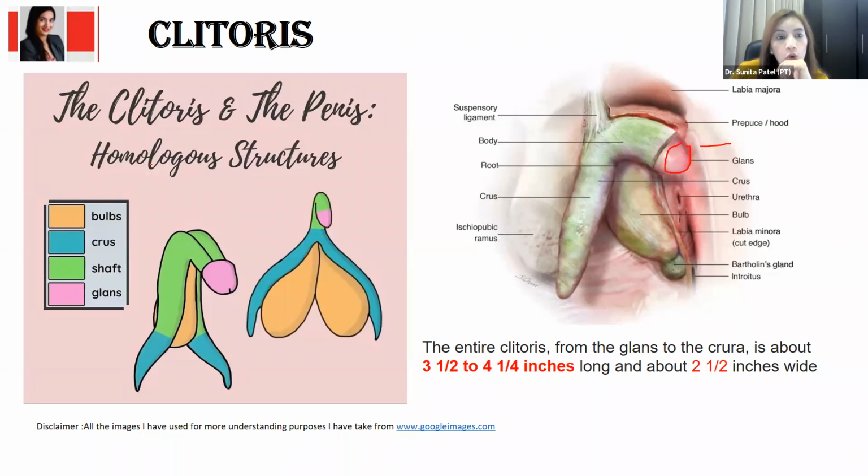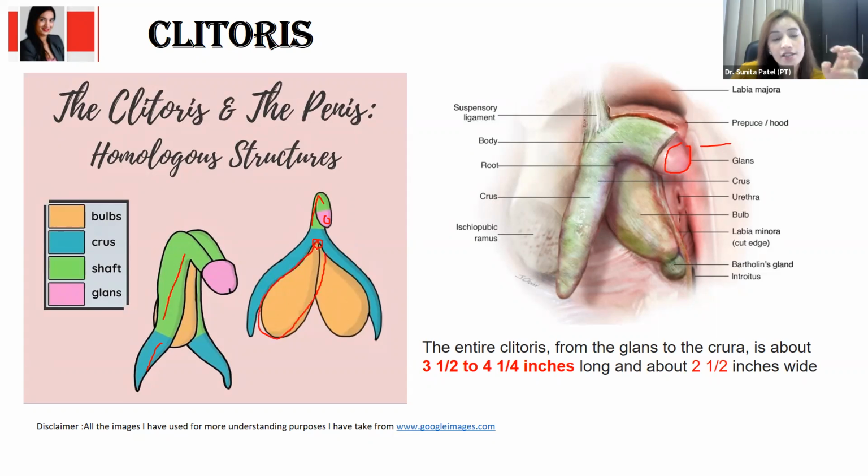So the clitoris is a homologous structure to the penis, and we have the same structure. There are 4 parts of this. You can see the legs, we have the shaft or body, and we have a glans. This is the structure, and this is the root of the clitoris, and from the root the bulb of the vestibule also comes outside.